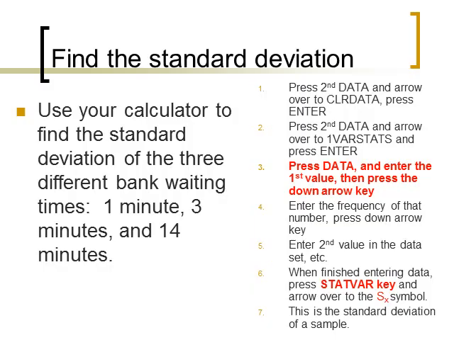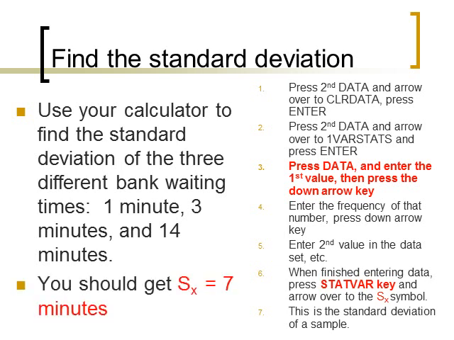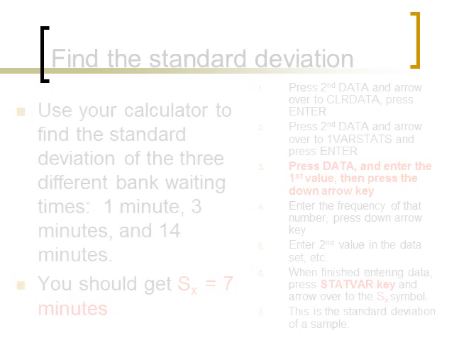Now that we've entered all of the numbers, press stat var. Stat var comes up with all the calculations that the calculator did. The first calculation is n. N is the total in your sample, which is 3. Scroll past that by pressing the right arrow button several times until you get to the SX symbol. The number under SX is the standard deviation of the sample. So for this example, the standard deviation of the sample is 7 minutes.